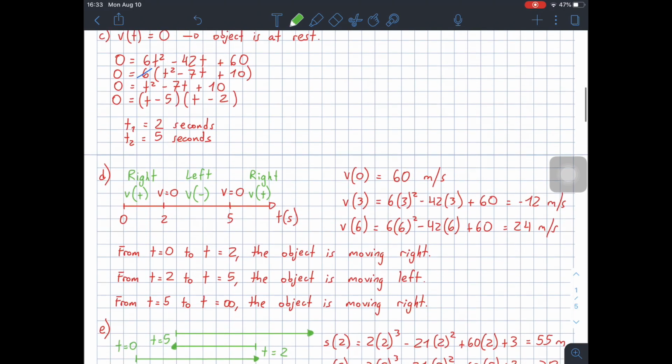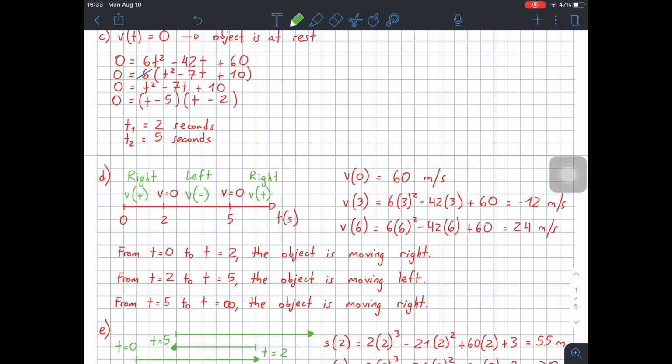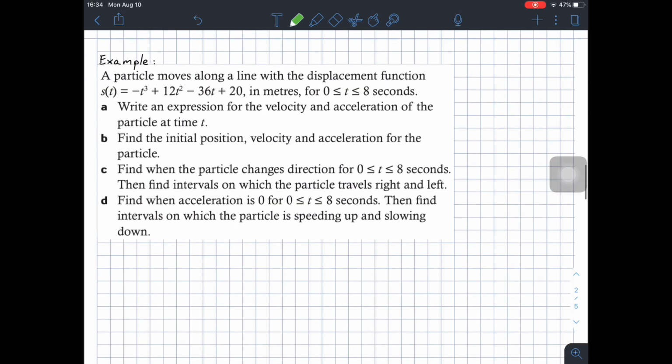Okay, so we're going to scroll down to this example where we're going to discuss how acceleration is also analyzed through the concept of calculus. It says a particle moves along a line with a displacement function of negative t cubed plus 12t squared minus 36t plus 20 in meters for 0 to 8 seconds. Part A says, write an expression for the velocity and acceleration of the particle at time t.